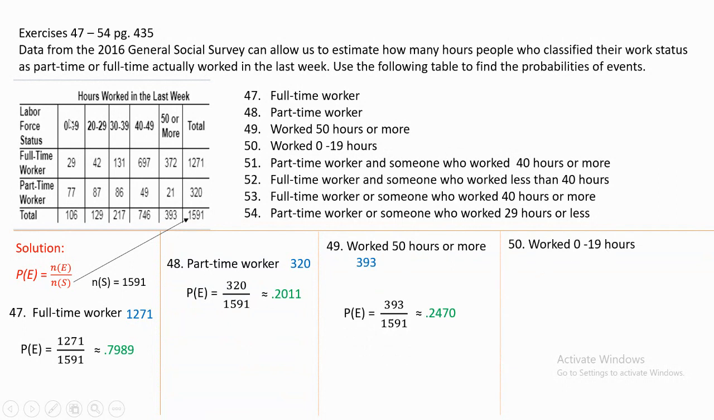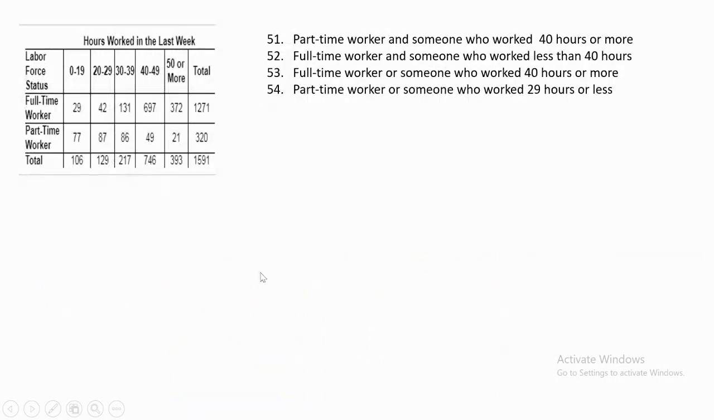Work 0 to 19 hours. So we're talking about this one here. 0 to 19 hours will be 106. So it'll be 106 over 5091, which will be approximately 0.0666. Now, 51 through 54 are a little bit more challenging, okay? So those I'm going to do on the next page.